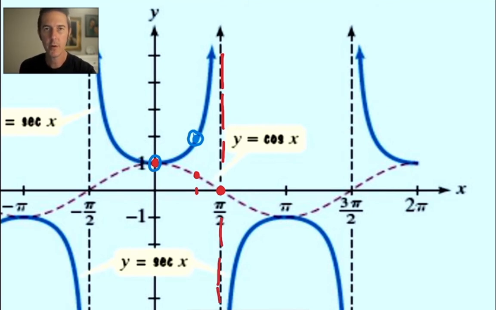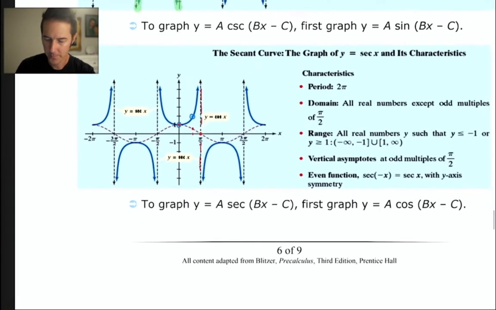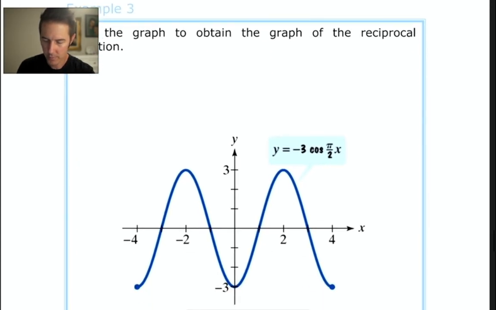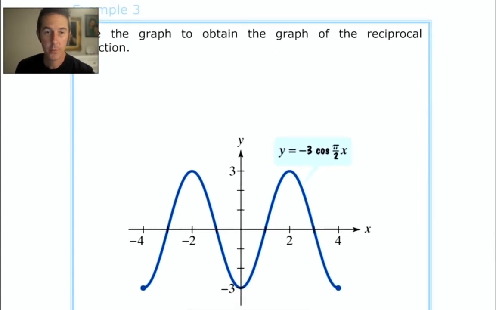So you can really start to see how the graphs of the reciprocal functions are generated by keeping the x coordinates of the original functions the same and simply plotting reciprocal y values. Again, keep the x coordinates the same and plot reciprocal y values. Use the graph to obtain the graph of the reciprocal. Let's do exactly what I just said. We're going to keep all of the x values the same and we'll plot reciprocal y values.